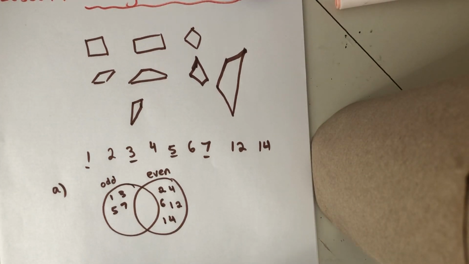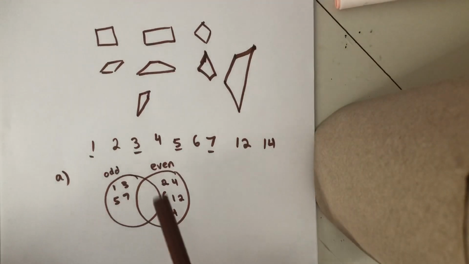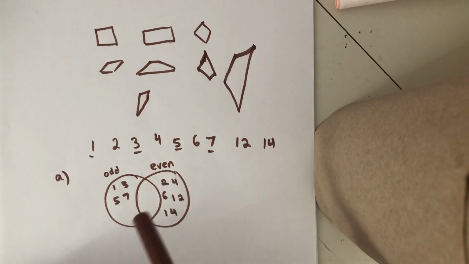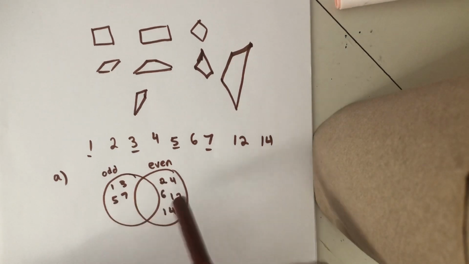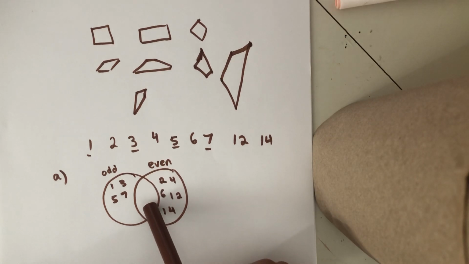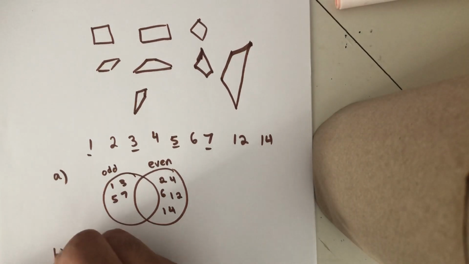Now the question, for the people that don't know how to use a Venn diagram, is why do they overlap? They overlap because if these two things have something in common, they would be put together in the middle. Sorting out odd and even numbers, you're not going to find something in common because it's either odd or it's even. So you won't find something in common. But I'm going to give you a different question.